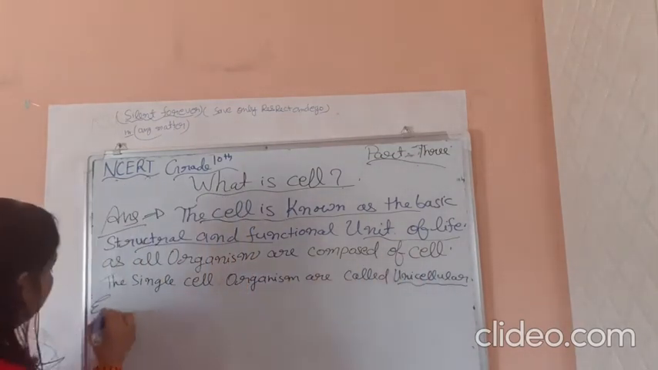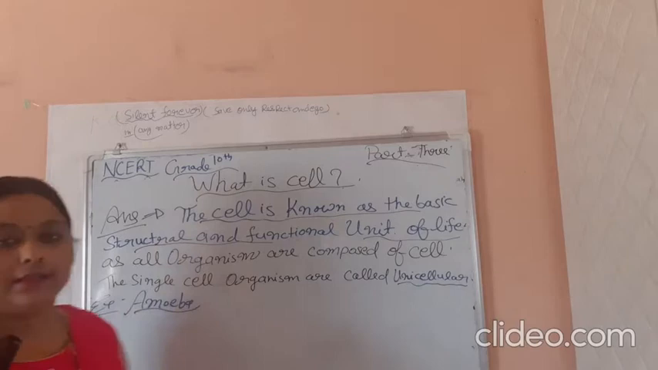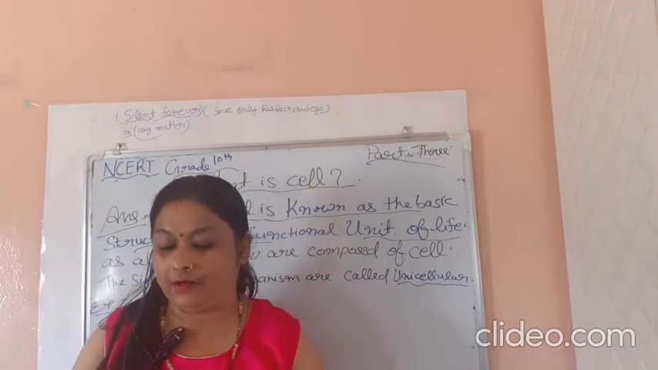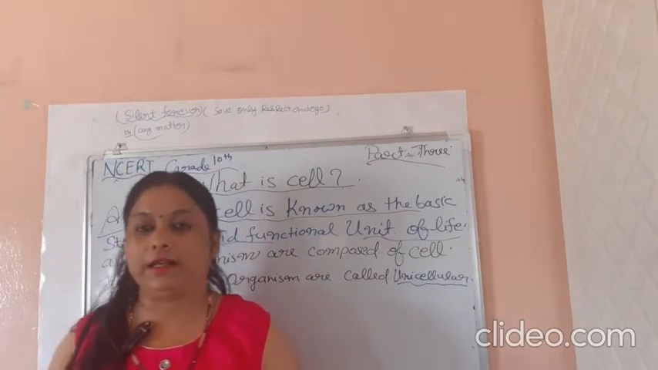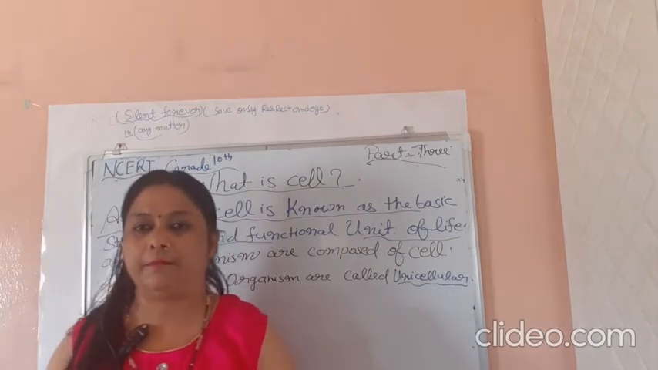Example, amoeba. Amoeba is a single cell animal. The single cell organisms are called unicellular, for example amoeba and paramecium.